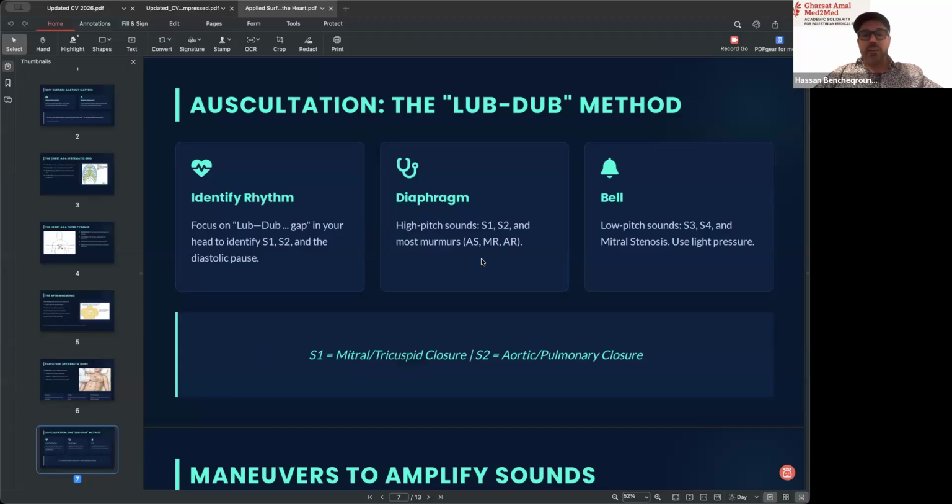You put the diaphragm or the bell. The diaphragm sits right on top of the skin, so it's picking up the vibrations of the skin. When you flip it, the bell creates a sound chamber and it picks up the low pitched sounds because they are echoed in that small little bell. So with the diaphragm, you can hear the S1 and S2 and a lot of the murmurs. The bell is usually for S3 and S4.